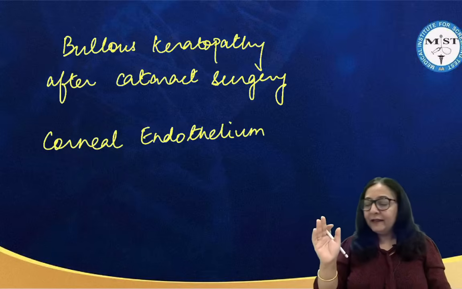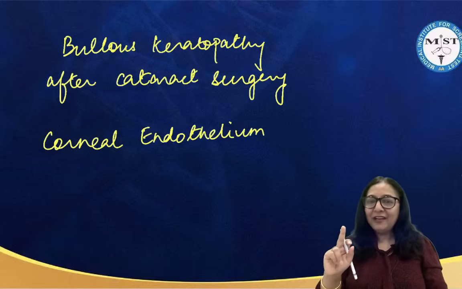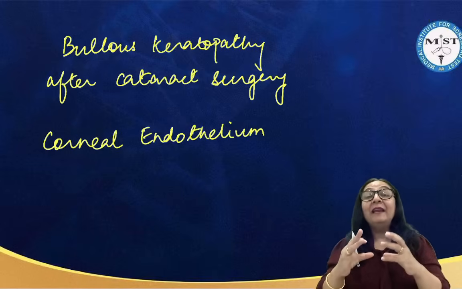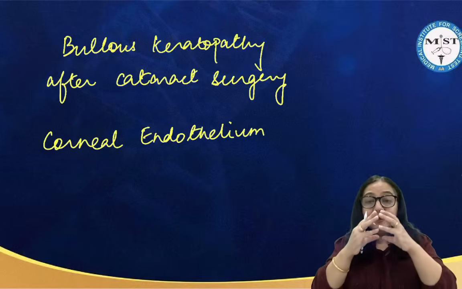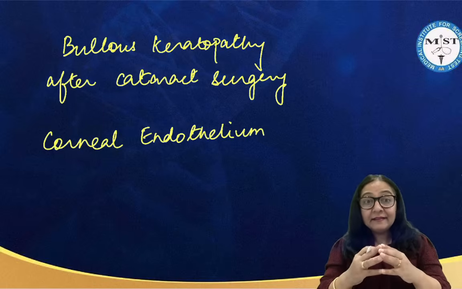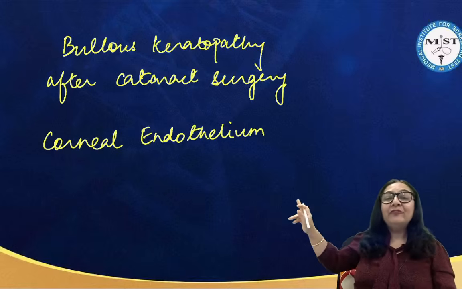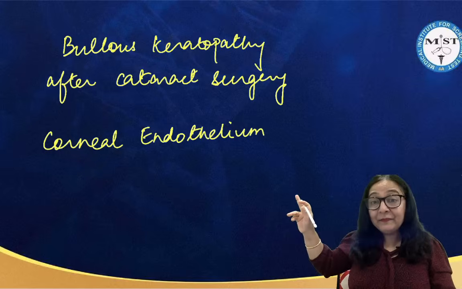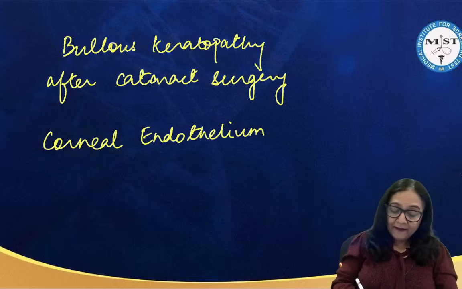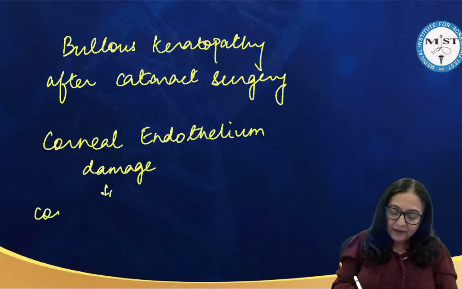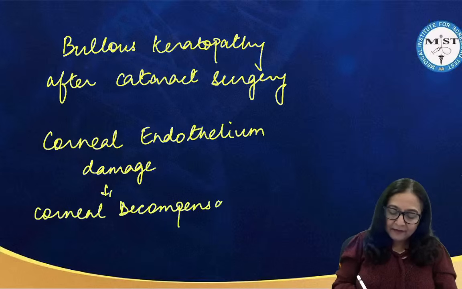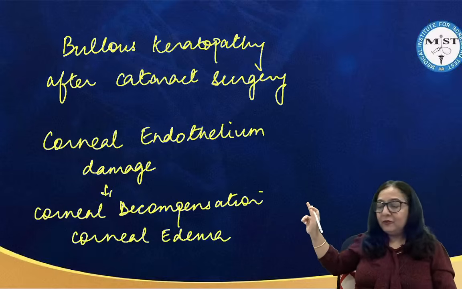Okay. Now, the corneal endothelium, you know, is the most metabolically active layer of the cornea, which helps in maintaining the cornea in a dehydrated state. So that is very important to control corneal dehydration. If there is damage to the corneal endothelial cells, that leads to corneal decompensation, which leads to bullous keratopathy. Corneal decompensation means the cornea becomes edematous. There is corneal edema. So, you get my point, friends?